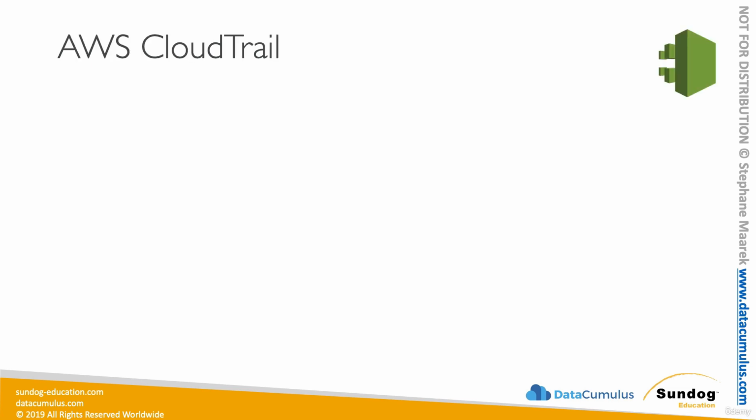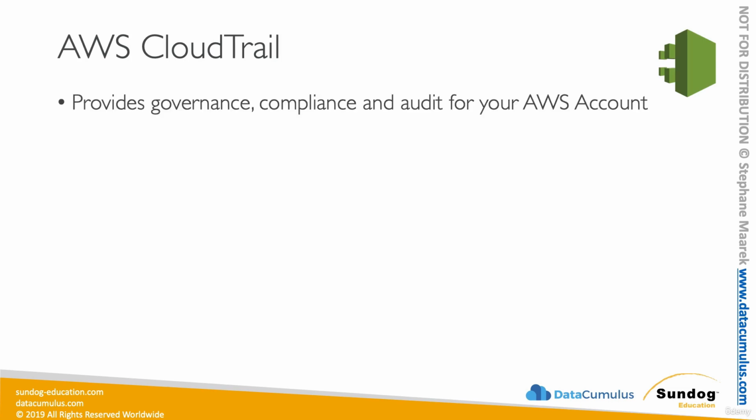So let's talk about CloudTrail. And CloudTrail is so important for the exam, but the questions are actually pretty easy. CloudTrail is used anytime you want to provide governance, compliance, and audit for your AWS account. Basically, it will track every API call made to your account. And so it could be from the console, it could be from a CLI, it could be from SDK, it could be from whatever. By the way, CloudTrail is enabled by default.